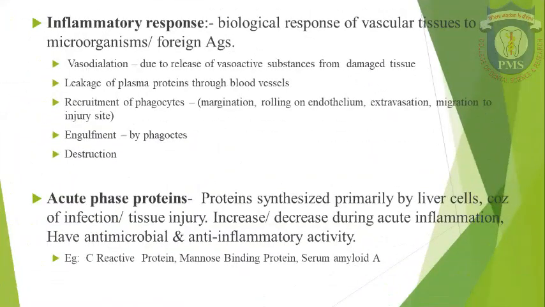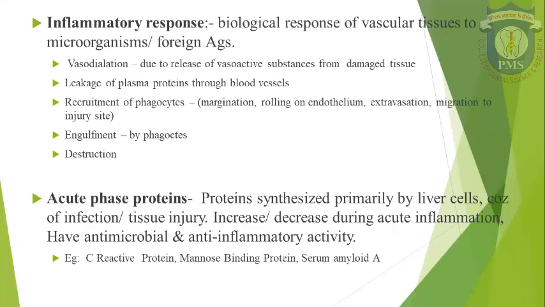Next, inflammatory responses. This is the biological response of vascular tissue to microorganisms or foreign antigens, which includes vasodilation, leakage of plasma proteins through blood vessels, recruitment of phagocytes, engulfment by phagocytes, and destruction.